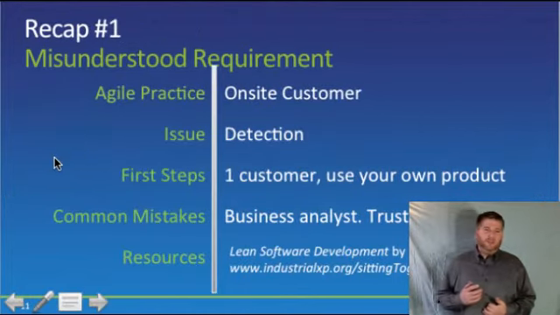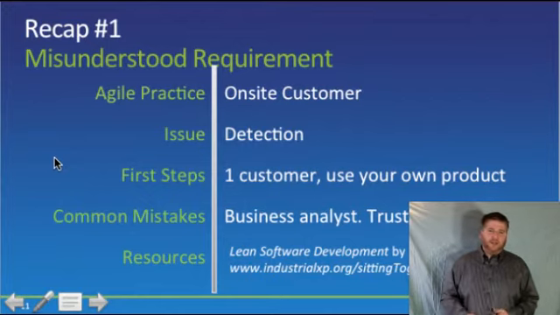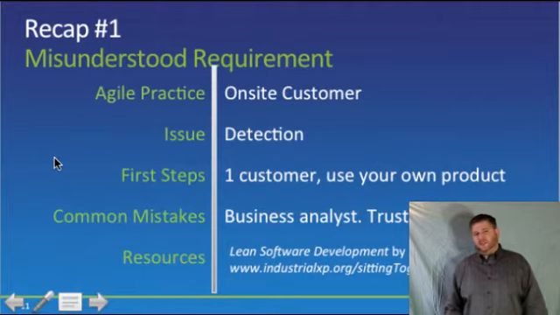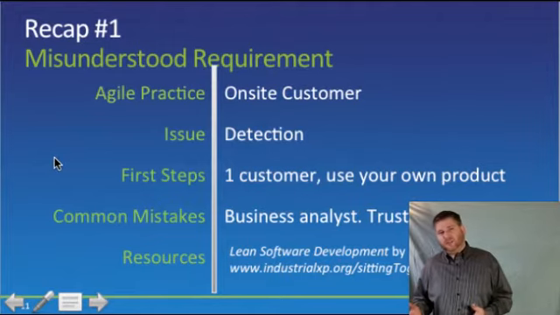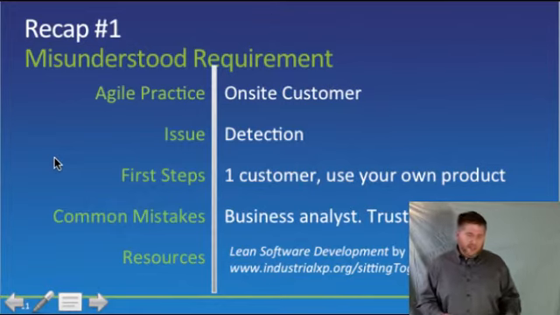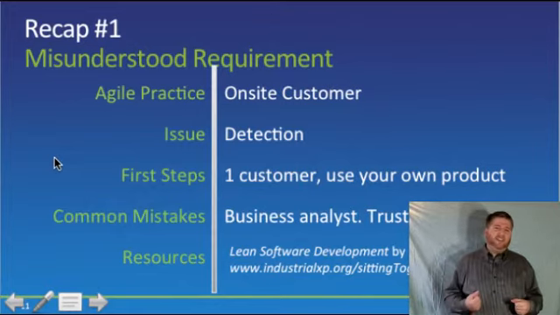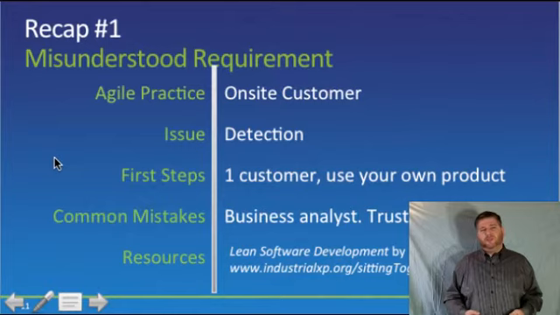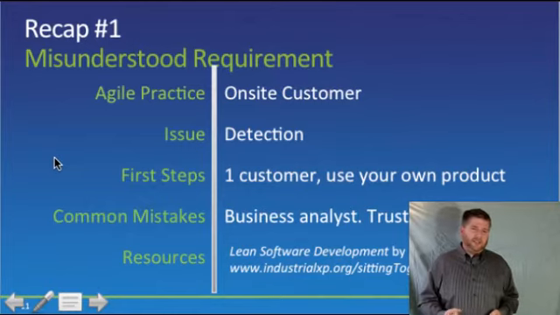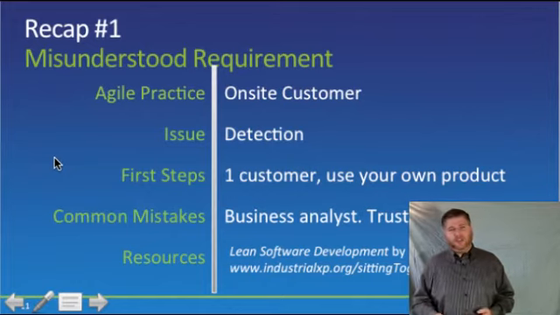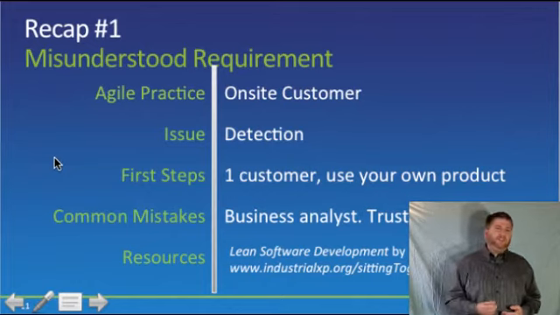And so the first Agile practice that I want to talk about is on-site customer. An on-site customer is the idea of having a customer there with you on-site, either literally on-site or highly available, multiple phone calls a day. And the idea here is detection. The closer your connection to the customer, the quicker you're going to detect when you've misunderstood what they said.